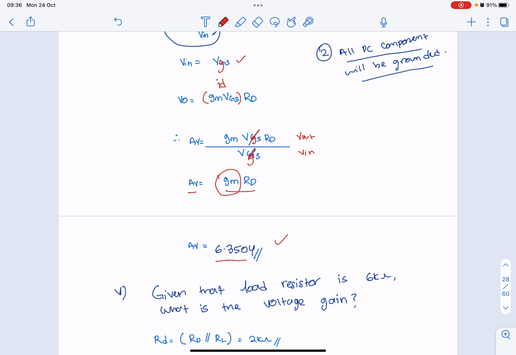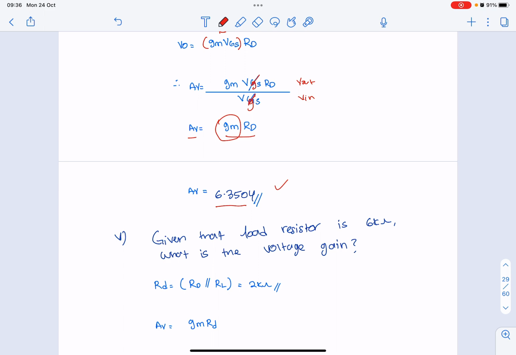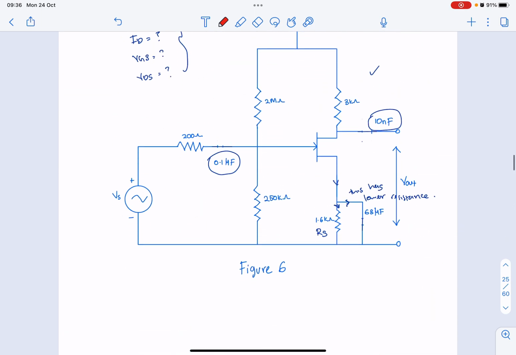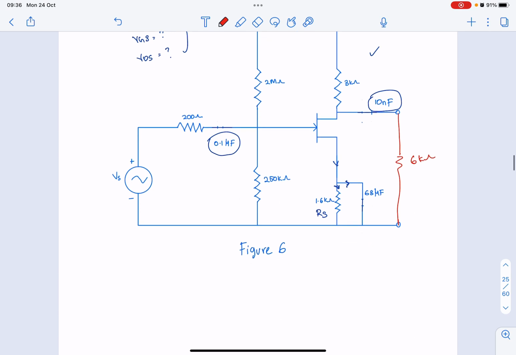So for the next question, let's say you have a load resistor. Where do we place this load resistor? The load resistor will be placed at this point, here. The load resistor is 6 kilo ohm. So what happened to the circuit? What happened to the voltage gain when you have a load resistor?